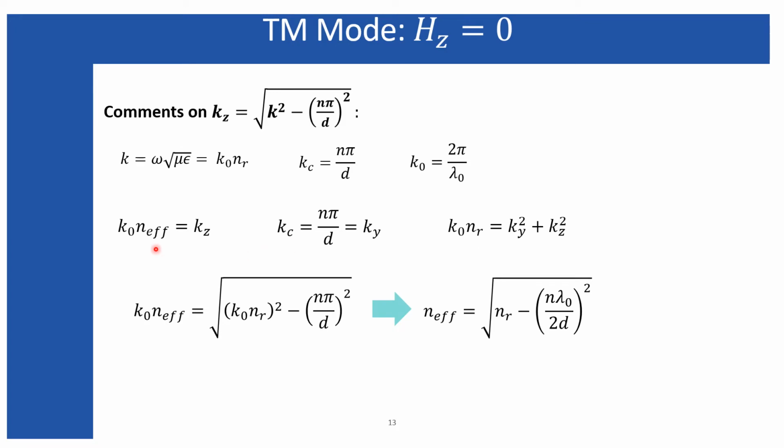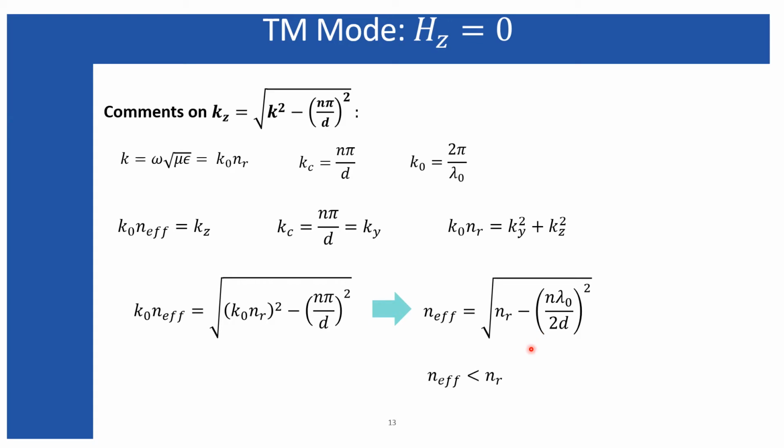Now let's plug this expression into the first one and take common k naught from both sides of the equal sign. You will have an expression for the effective refractive index in terms of the total refractive index and an effective refractive index along the y direction. Now from here you can easily identify that this effective refractive index will always be less than the total refractive index.